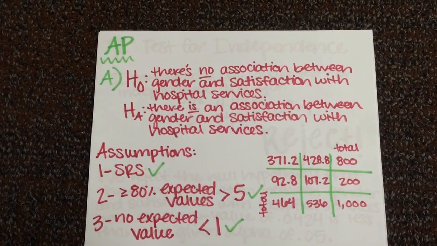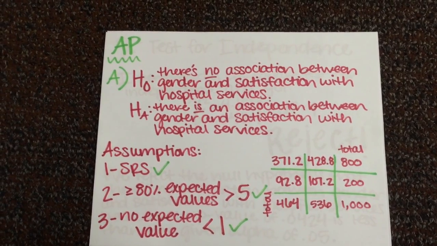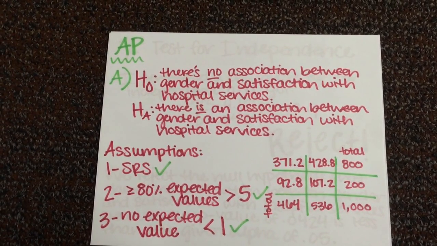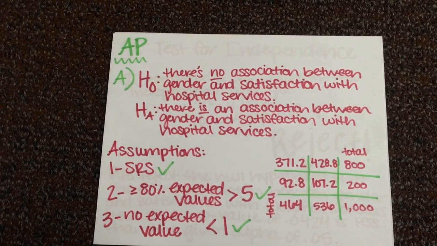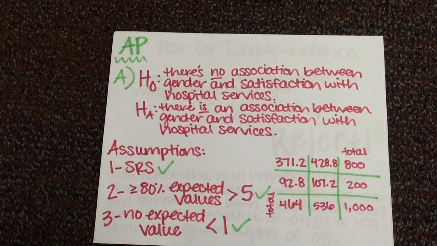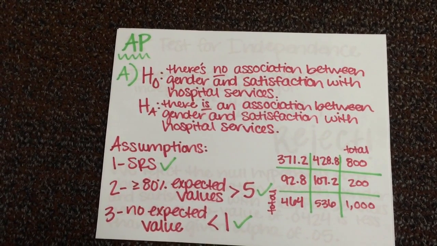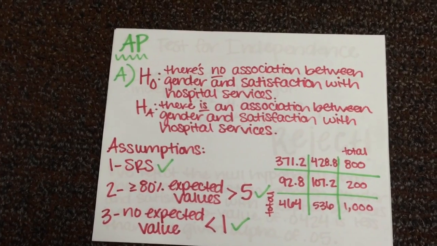Part A says, using a significance level of 0.05, conduct an appropriate test to determine if, for adult residents of this county, there is an association between gender and whether or not they were satisfied with services offered by the hospital.